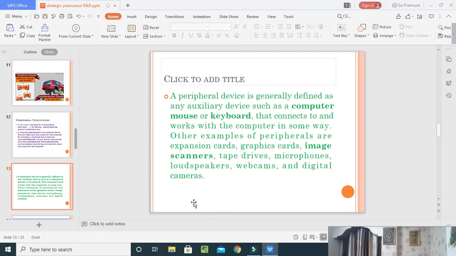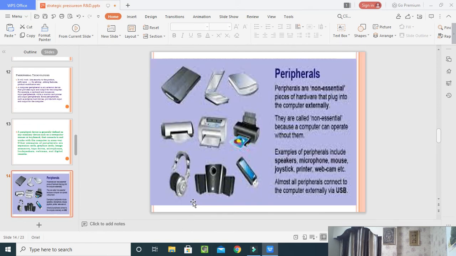Now these are the examples which we are seeing, like the printer, the headphone, the web camera, the hard disks, the pen drive. These are the examples of the peripheral, including speakers also sometimes. Okay, microphone, mouse, joystick, printer, webcam, etc. All these things are there.